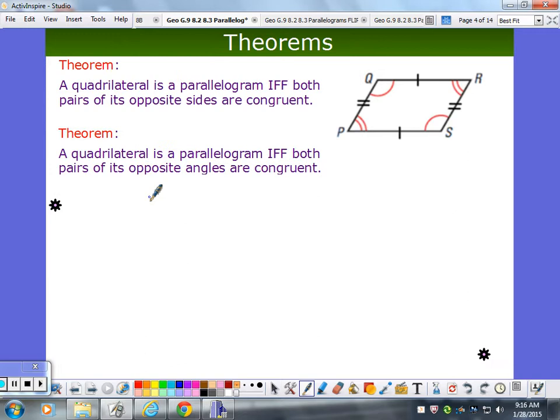I like to go through brief little proofs only because it may help you remember. So real quick, we won't spend a lot of time on them. A quadrilateral is a parallelogram if and only if, so this is bidirectional, both pairs of its opposite sides are congruent. So if you have a quadrilateral and the opposite sides are congruent, then it's a parallelogram. If you have a parallelogram, then the opposite sides are congruent. Goes both ways. A quadrilateral is a parallelogram if and only if, again biconditional, both pairs of its opposite angles are congruent. So if you have a parallelogram, opposite angles are congruent. If you have a quadrilateral where the opposite angles are congruent, you have a parallelogram.